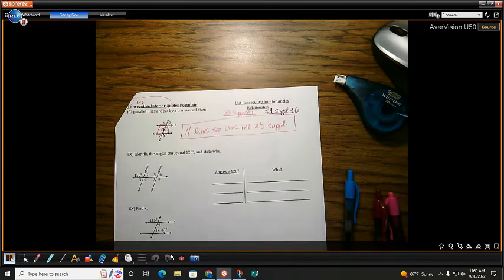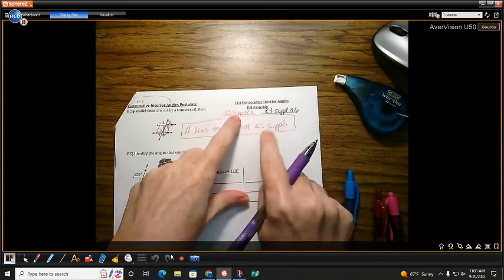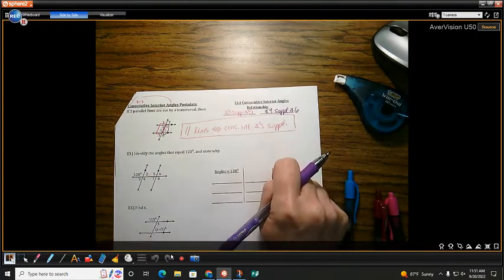Now, once I know they're supplementary, what does supplementary imply? That they'll sum to 180. But for now, this is all I could say from this implied statement.